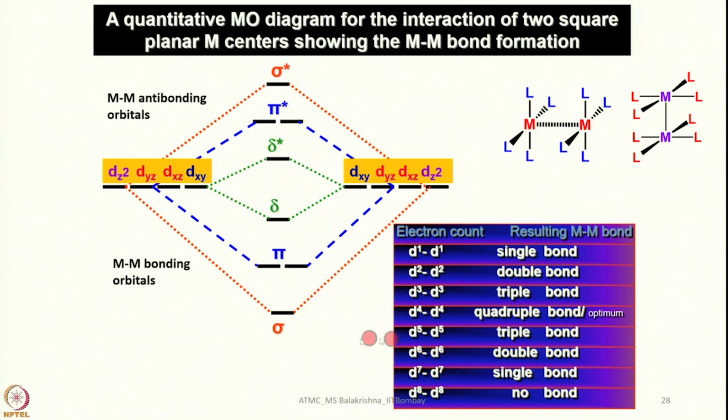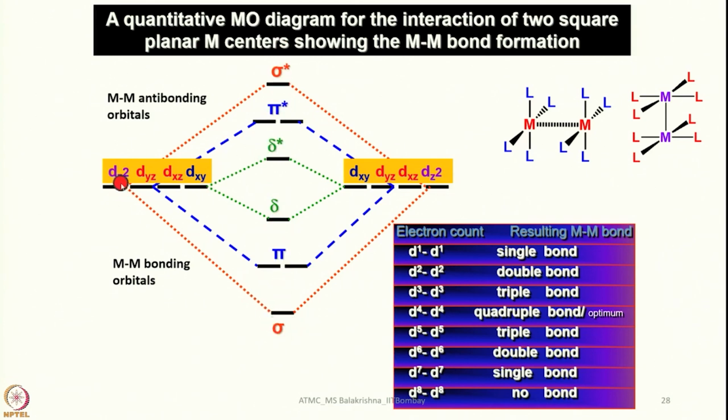No net bonding results in the case of a d8 system in this fashion. So this can give an idea about the nature of the bond through simple electron counting and placing them here. What you should remember is 1 sigma, 2 pi, delta, delta star, pi star, sigma star, that is it.